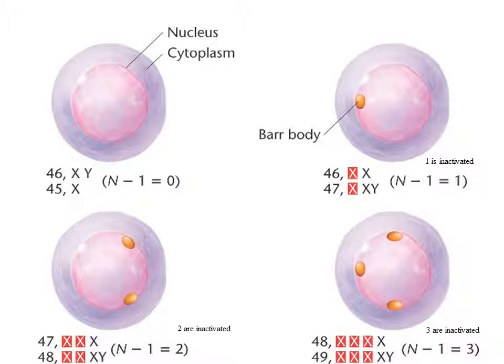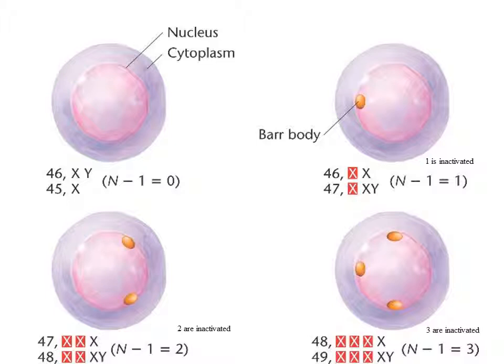In this slide, we're looking at several different zygotes. The first one has 46 chromosomes. 44 of them are autosomes, and 2 of them are sex chromosomes. XY makes that a male. The next one is 45 with just the X. That will be a female. Neither one of those will have a Barr body.